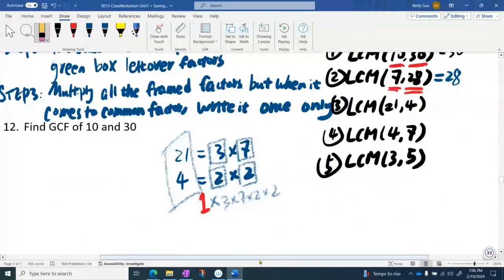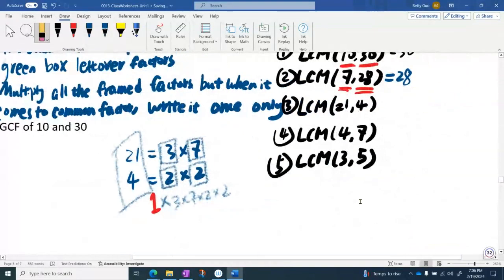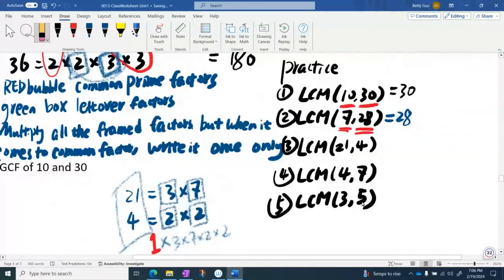If the first special case, the smaller number happens to be a factor of the bigger number, the bigger number is a multiple of the smaller number, then the smaller number is the GCF, the bigger number is the LCM. Second special case, when the two numbers are co-prime, GCF is 1, LCM is their product. Once you identify 21 and 4 are co-prime, GCF is 1, LCM is not 1, okay?